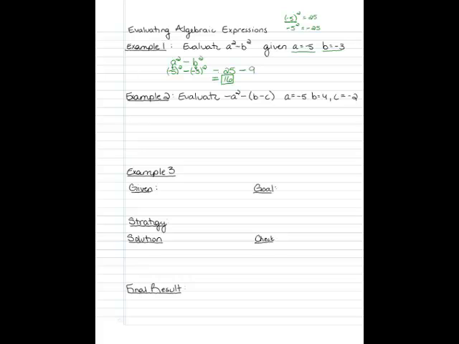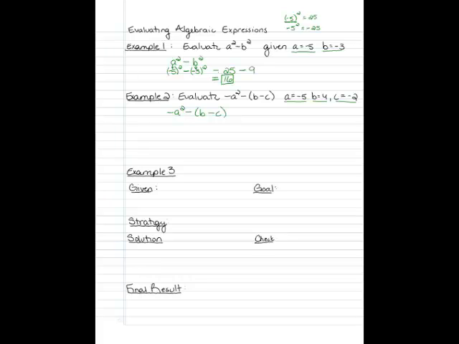Example 2, evaluate -a squared minus parentheses b minus c. A is equal to -5, b is equal to 4, and c is equal to -2. I'm just going to recopy this down here on my paper. And we're going to do the exact same thing. We're going to replace each letter with the corresponding value and being very careful with the parentheses.